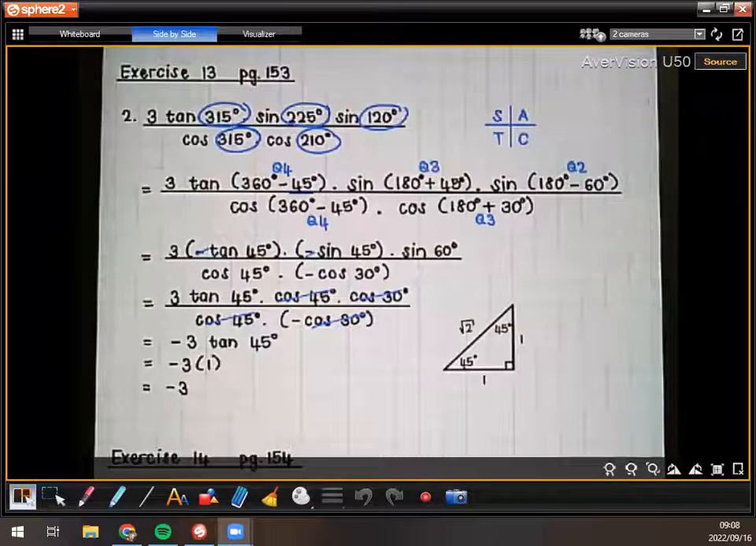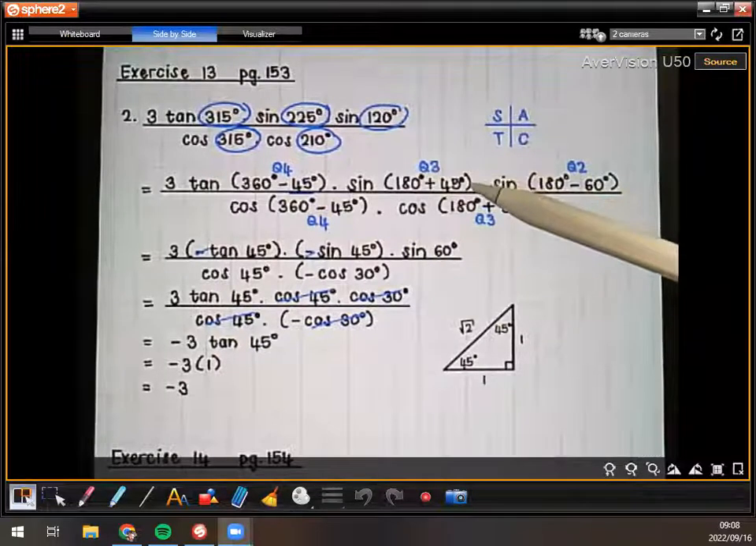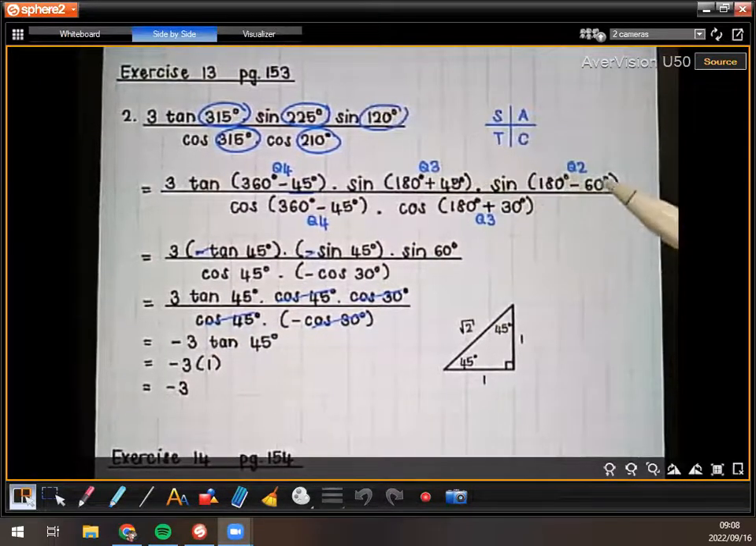Okay, so there, 315, you need to write as 360 minus 45. 225 is 180 plus 45. 120 is 180 minus 60. And then you do the same with the ones at the bottom also, right?